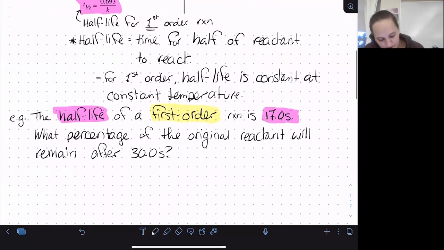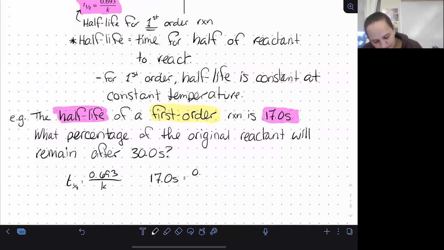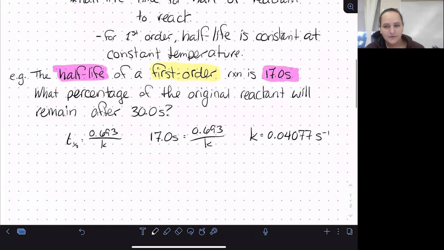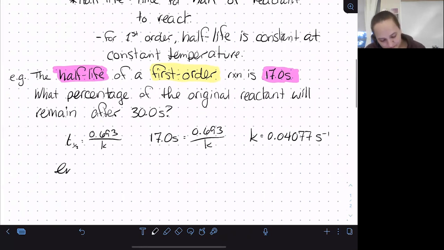So the first thing we want to do here is take that half-life equation. T1/2 is 0.693 over K. We know that T1/2 is 17 seconds. So that gives us a value of K of 0.04077 inverse seconds. So now we know everything we need. It doesn't seem like we're given a lot of information, but we don't actually need a lot of information here, which is kind of what's nice about these integrated rate laws.